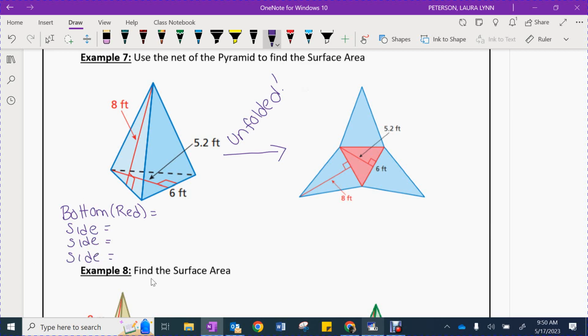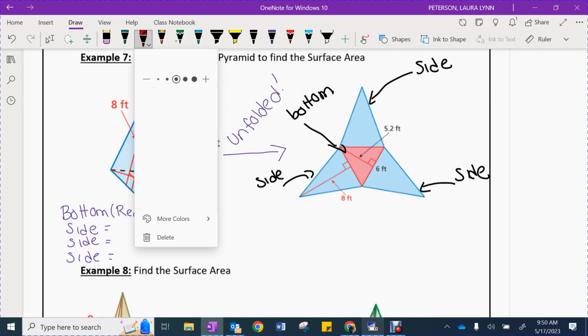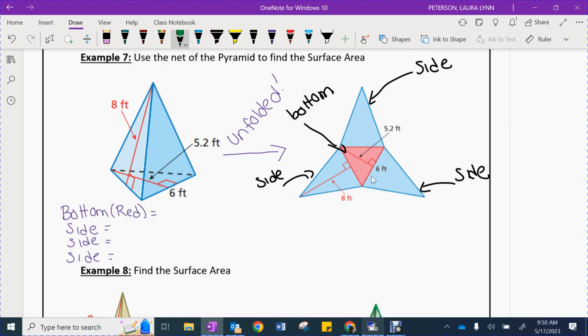On your piece of paper, I want you to label that as well. I want you to draw arrows. We're going to label what our sides are. This is a side. This is a side. This is a side. And that makes what's in the middle the bottom. They are all triangles, and we've been practicing our formula for triangles. The area formula is base, bottom, times height, divided by 2.